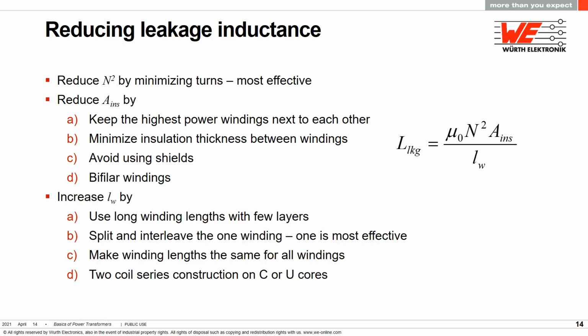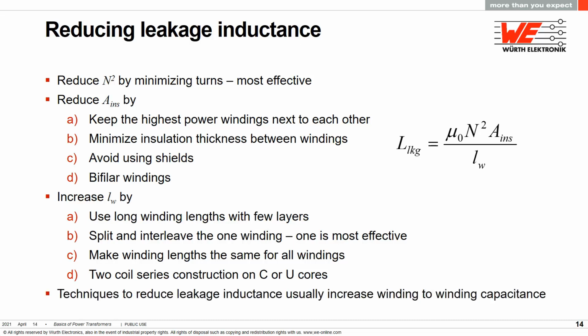It's important to use the same winding length on all of the windings, no partial layers. They need to be spread out. Often parallel strands are used to fill up space. If you're using a C core or a U core, you can use two-coil construction where you put half your primary and secondary in one coil and the other half primary and secondary on the other coil, joining them in series. This effectively is the same thing as interleaving. You're increasing the winding length. Anything you do to reduce the leakage inductance in all probability is going to increase the winding-to-winding capacitance.